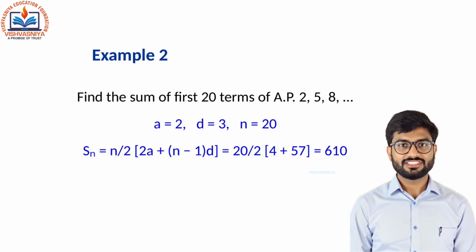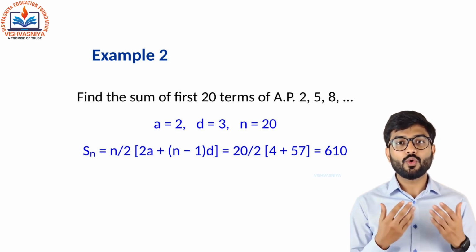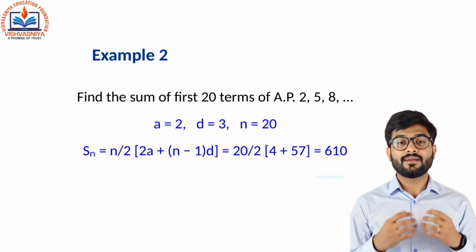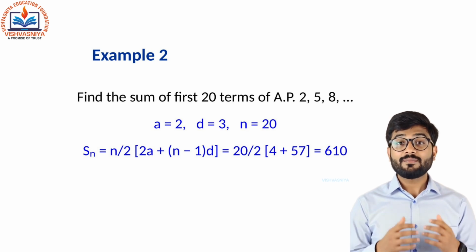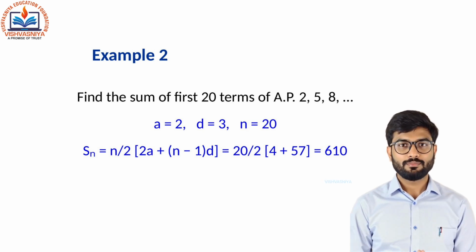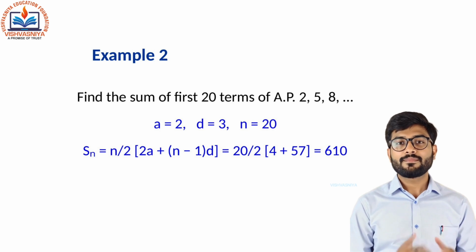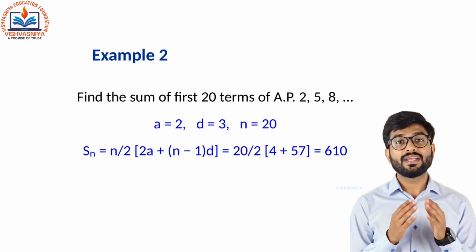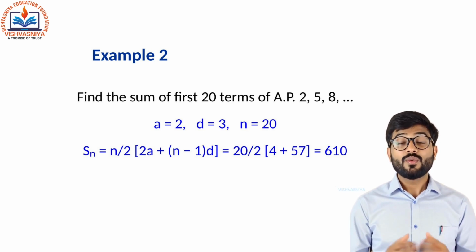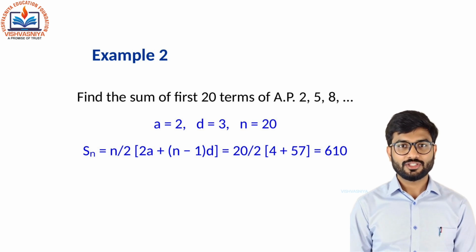Example 2. Find the sum of the first 20 terms of the arithmetic progression 2, 5, 8, and so on. Here a equals 2, d equals 3, and n equals 20. Sn equals n divided by 2 multiplied by 2a plus n minus 1 into d. So, 20 divided by 2 is 10. Inside the bracket, we have 2a equals 4 and n minus 1 into d equals 57. So, 10 multiplied by 61 gives 610. Therefore, the sum of the first 20 terms is 610.